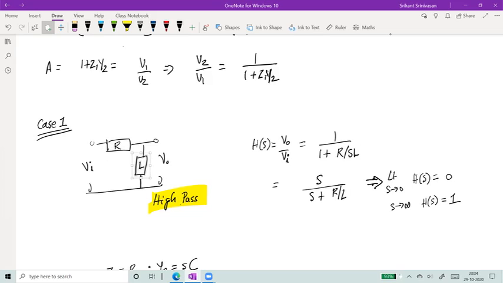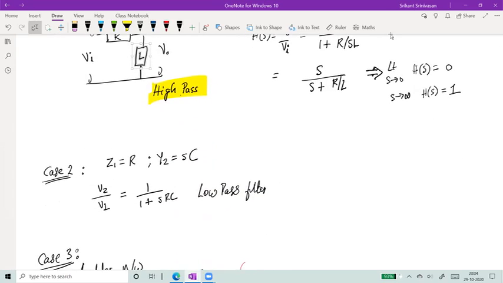And this, if you simplify, becomes S by S plus R over L. Now, if S tends to 0, we saw that this term goes to 0, and therefore the low frequencies are not there. And if S tends to infinity, then the term becomes 1, and therefore the high frequencies are passed on to the output. So this is a high pass filter. If I were to invert the positions of R and L, clearly you would expect to find a low pass system.